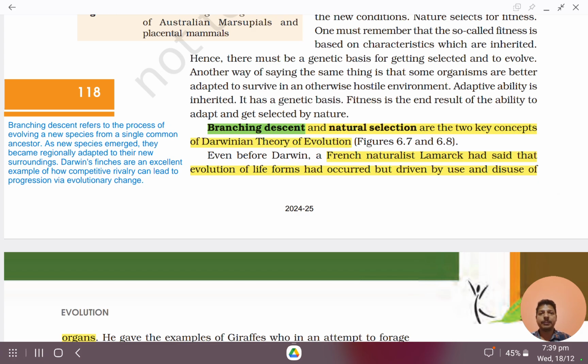Then, two key concepts of the Darwinian theory of evolution are branching descent and natural selection. Natural selection, we all know, is that nature selects the particular fitness that can survive in the changing environment. And branching descent, what is it? Branching descent refers to the process of evolving new species from a single common ancestor. As new species emerge, they become regionally adapted to their new surroundings. Darwin's finches are an excellent example of how competitive rivalry can lead to progression via evolutionary changes.